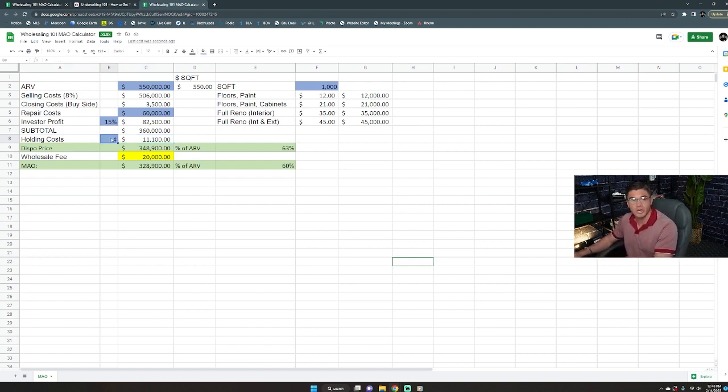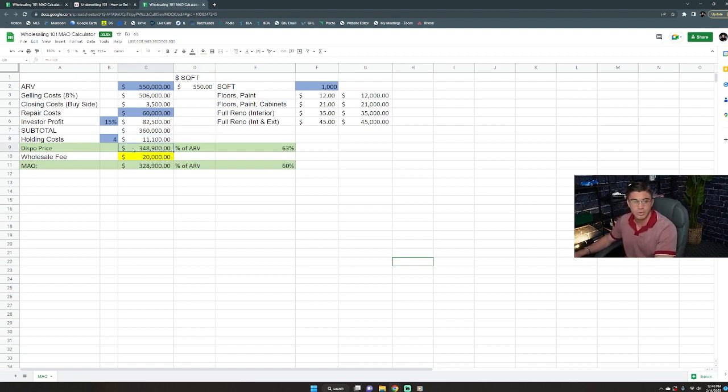And what this holding cost right here is, this variable number is the number of months it should take the rehab to do. We always want to estimate for at least 4 months, but depending on the size of the project, it could be closer to 6 months. If you always just estimate it at 4 though, you should be good. So this is calculating for their interest payments for their hard money loan.